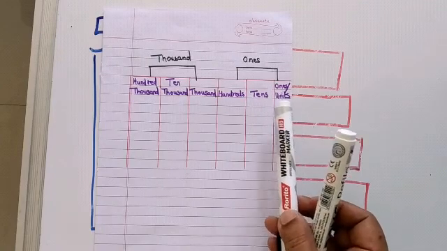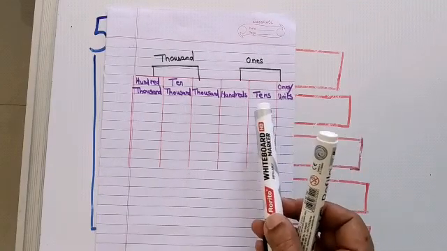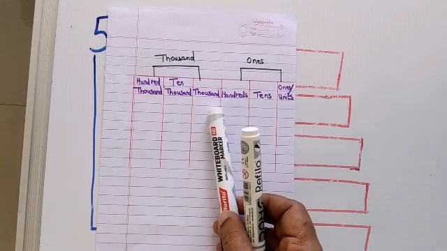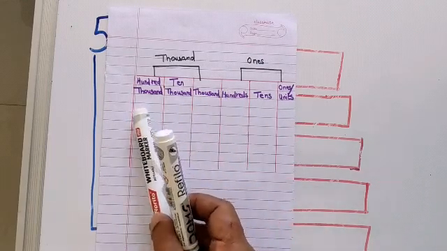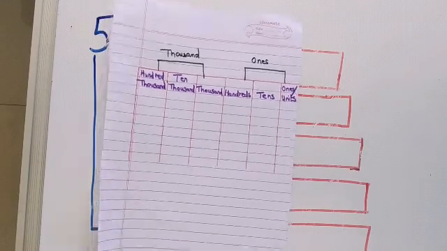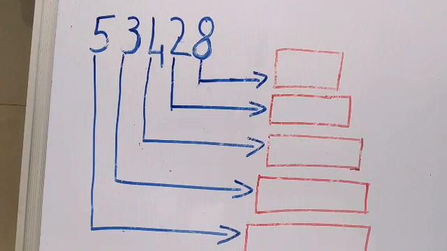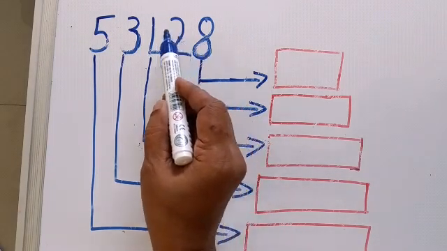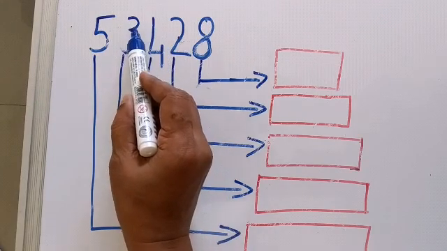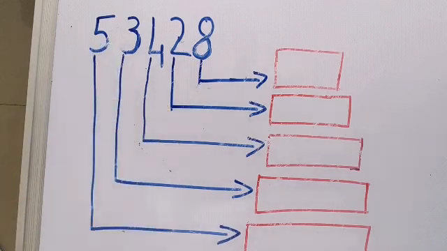That is ones or units, then you have tens, then you have hundreds, then you have thousand, then you have 10,000, and then you have 100,000. Now, how do we read this number, children? 53,428. Very good. Now we need to write the value of each digit. So now let's start from your units, tens, hundreds. This is your thousands place and this is 10,000s place.